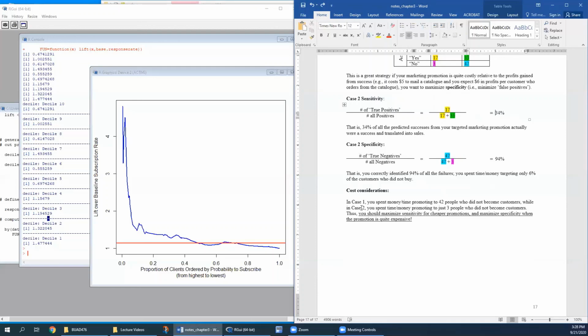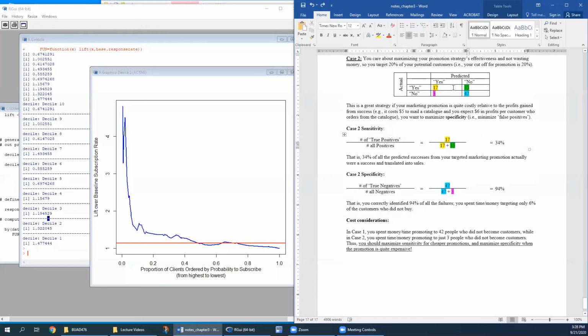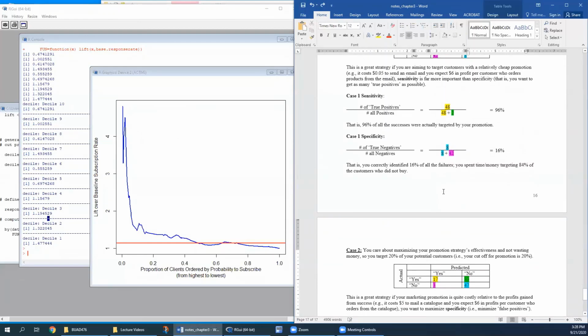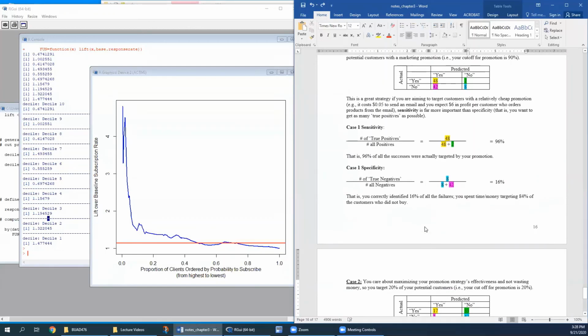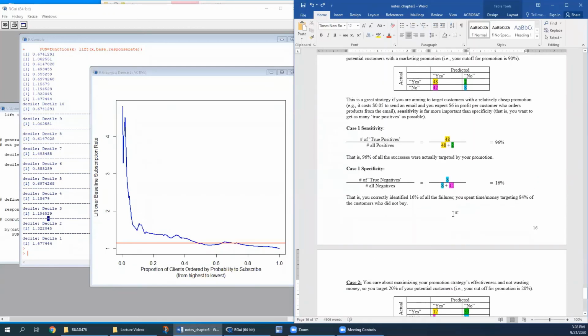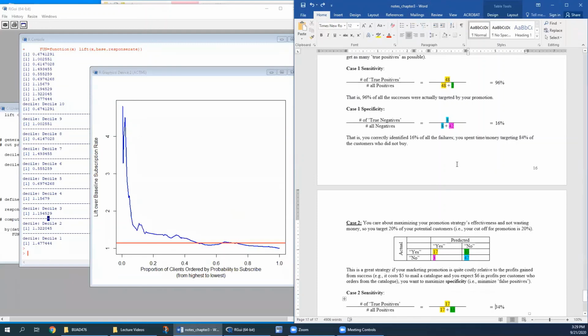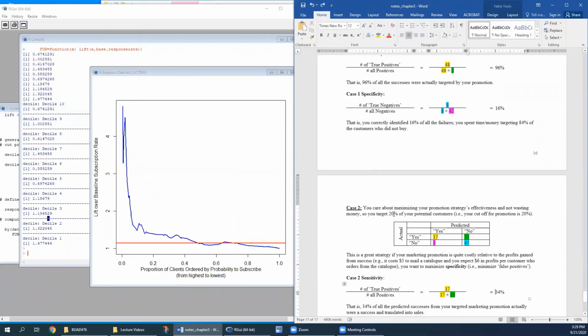On a quiz, you might need to apply these numbers. If I gave you these types of tables, you'd have to calculate sensitivity or specificity, or tell me which is probably higher, or which strategy would be better if you're using a cheaper promotion versus a more expensive promotion, and whether you would be maximizing sensitivity or specificity. Those are the types of questions I might ask on a quiz. This seems like the only real calculation or math that might be involved, and it's just a simple division. So I think this will be more straightforward than, for example, chapter 1 was.